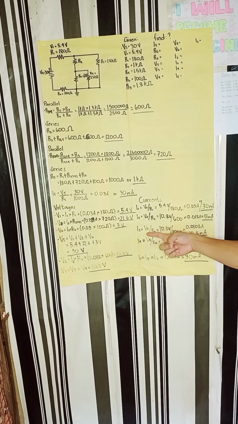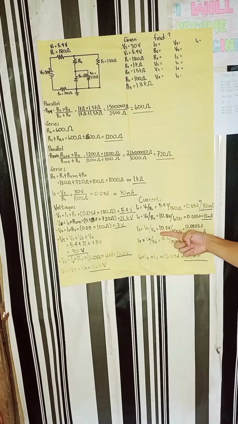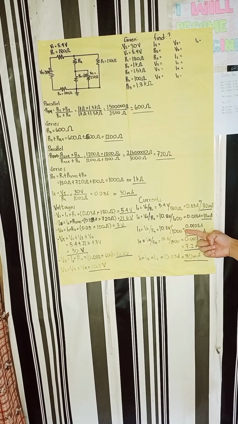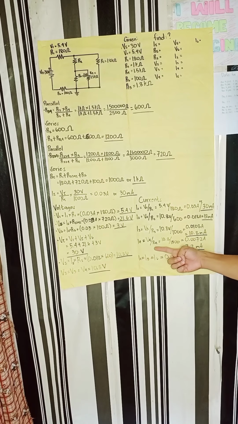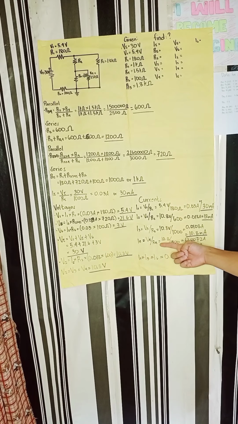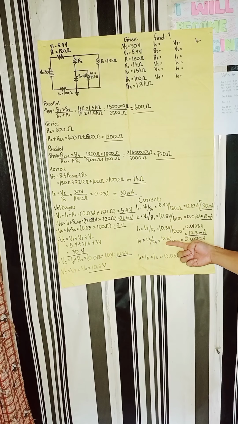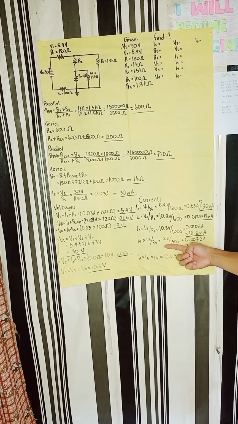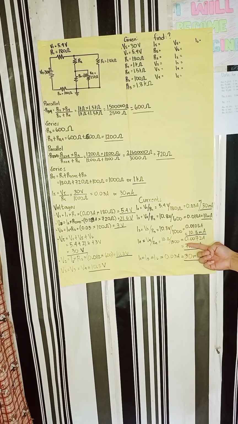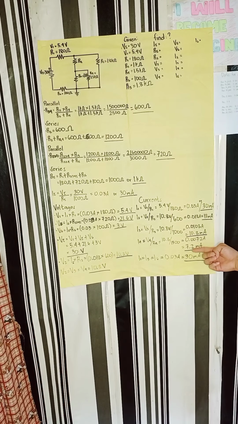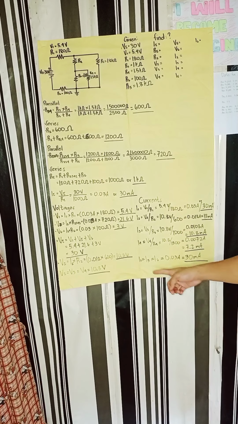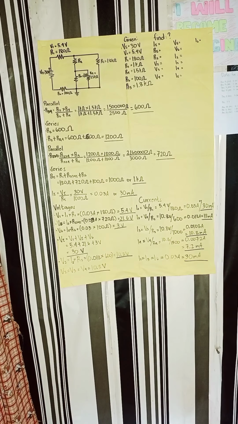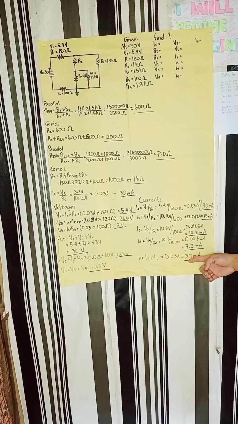I3 is equal to V3 over R3, where V3 is equal to 10.8 and R3 is equal to 1000 ohms, equal to 0.0108 ampere or 10.8 milliampere. I4 is equal to V4 over R4, where V4 is equal to 10.8 divided by R4 equal to 1500, equal to 0.0072 ampere or 7.2 milliampere. On a series circuit, the total current is equal to all branches, which is equal to 30 milliampere.